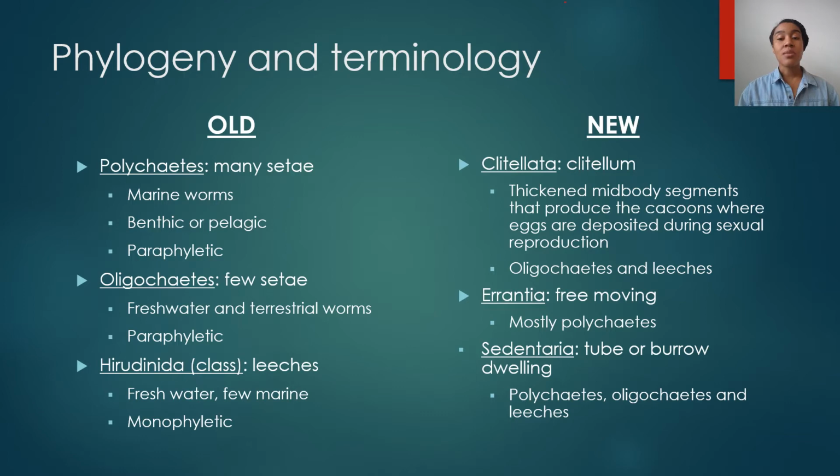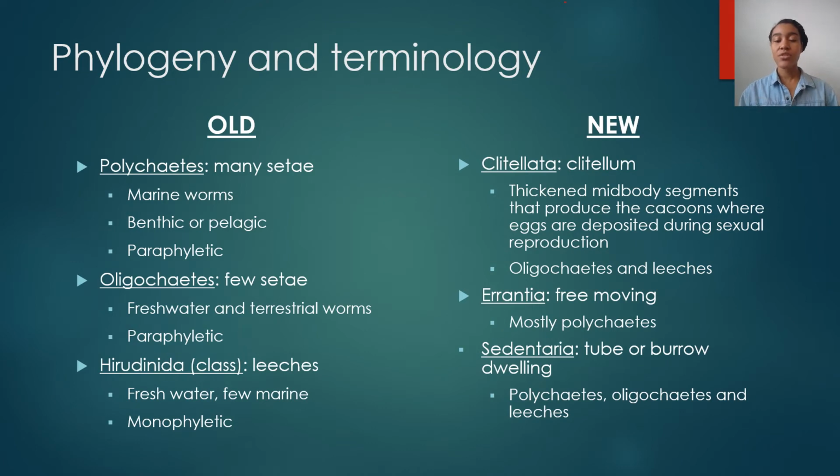This grouping is composed of both some oligochaetes and leeches. So you can see here that in an effort to make more monophyletic groupings, we're taking some of those older groupings and trying to get more specific with them, because this clitellum is a homologous character. So it's more indicative of a monophyletic group.